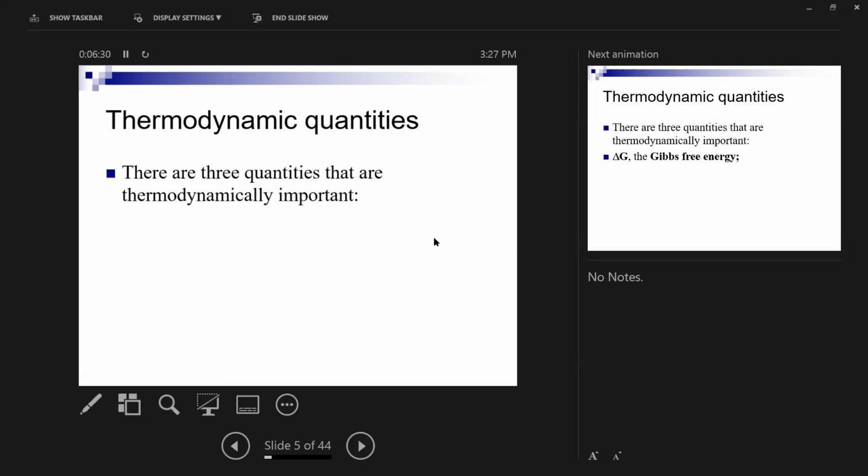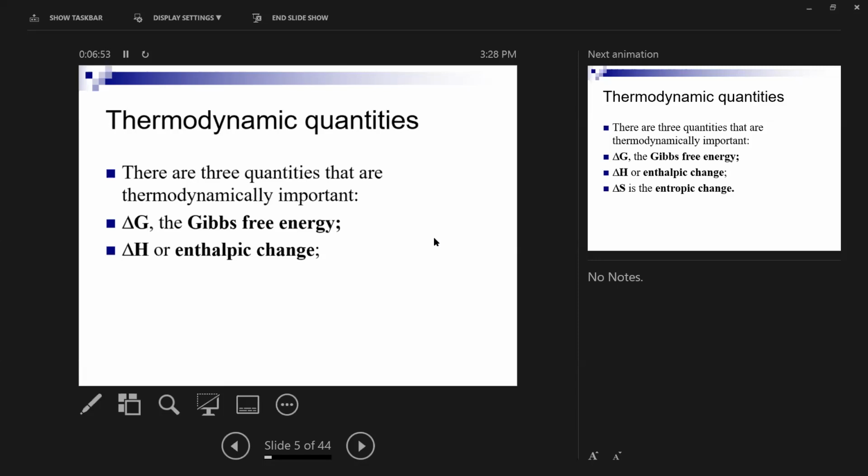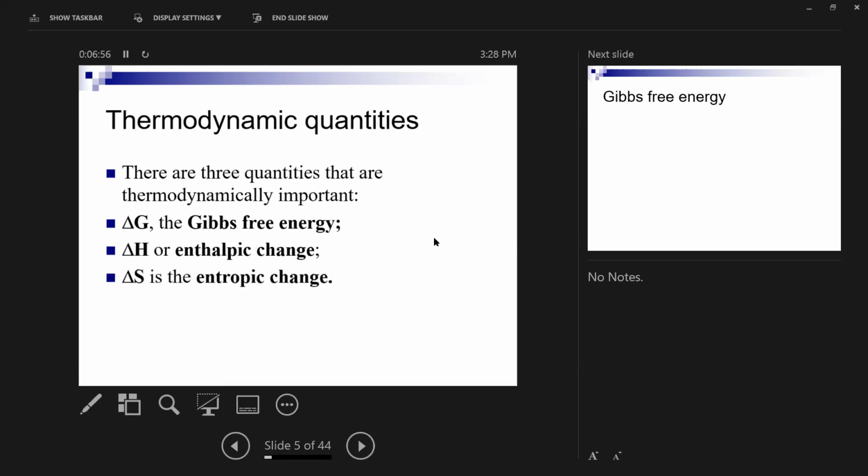So for our purposes, there are three quantities we want to keep in mind for thermodynamics. So there's Gibbs free energy. The building is obviously named after him. That gives free energy. And then this is calculated using the enthalpic change, delta H, and the entropic change, delta S.